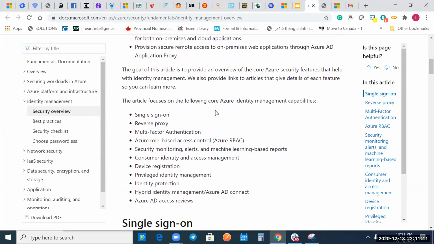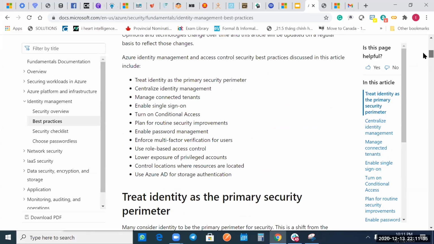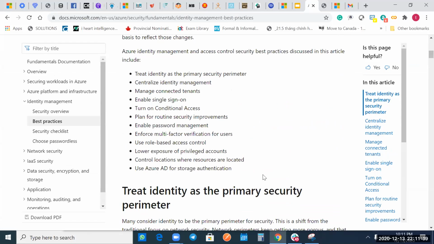The identity management capabilities include single sign-on, reverse proxy, multi-factor authentication, and so on. So let's briefly talk about best practices and the security checklist. Here you have a list of best practices for identity management. Of course, the first one is that you need to take identity as the primary security perimeter. That means the primary security measure should be identity management.